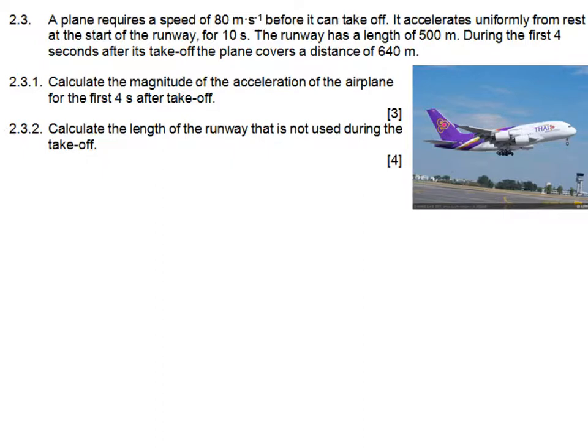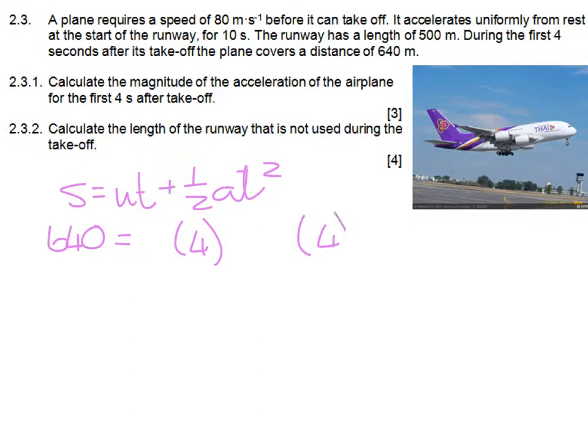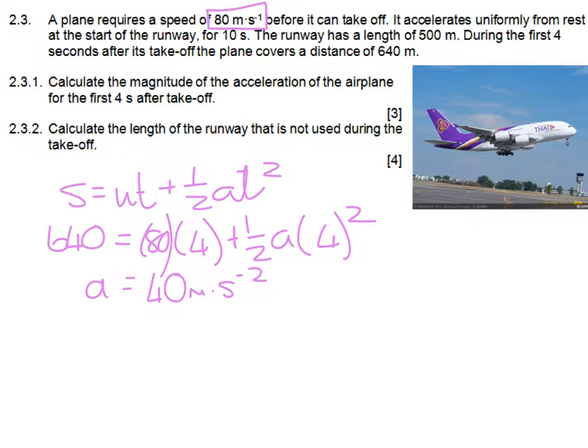So we're going to say S is equal to ut plus a half at squared. I know that I have covered 640 meters in 4 seconds, and my initial velocity is going to be, I have to take off at 80 meters per second. So therefore, my acceleration turns out to be 40 meters per second squared.